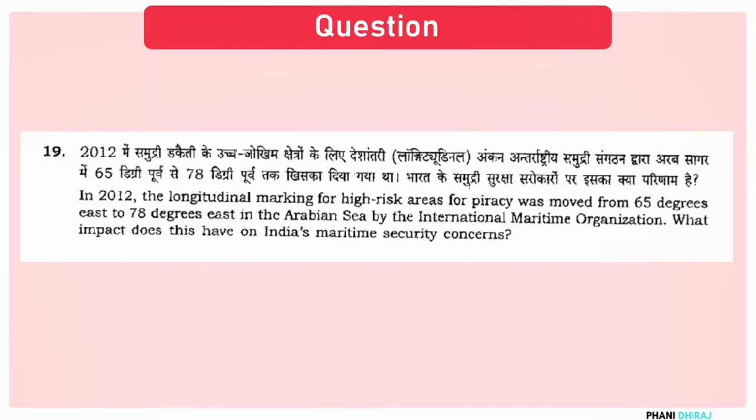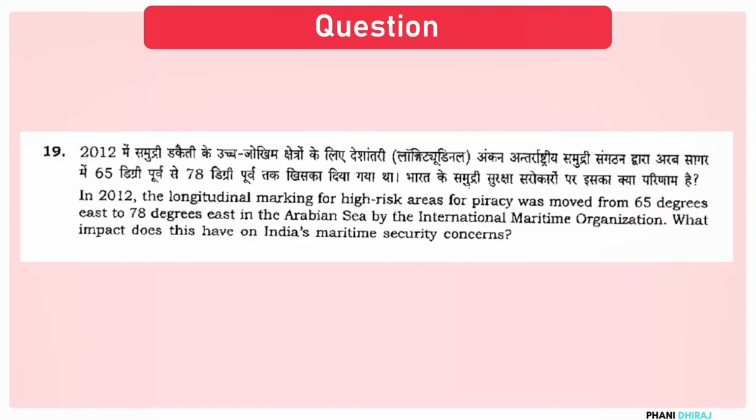Moving to question number 19: in 2012, the longitudinal marking for high risk areas for piracy was moved from 65 degrees east to 78 degrees east in the Arabian Sea by the International Maritime Organization. What impact does this have on India's maritime security concerns?